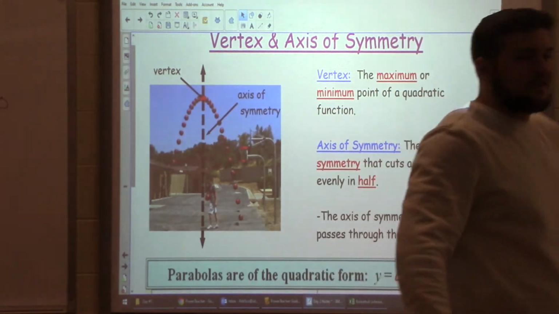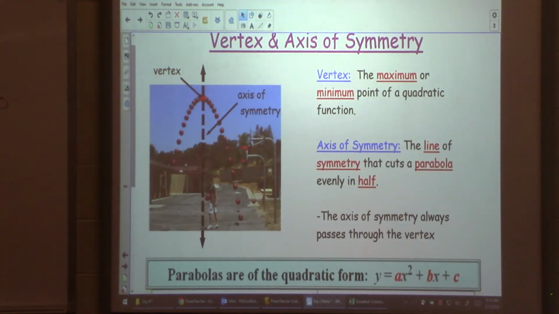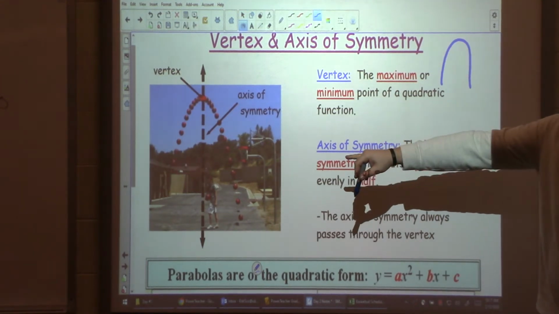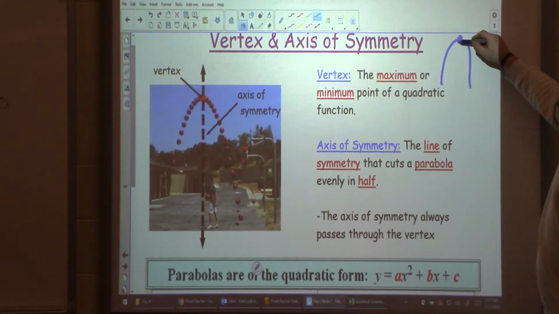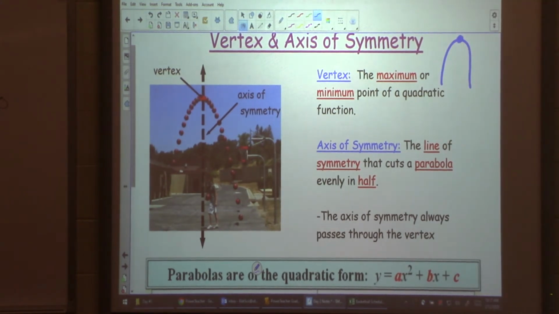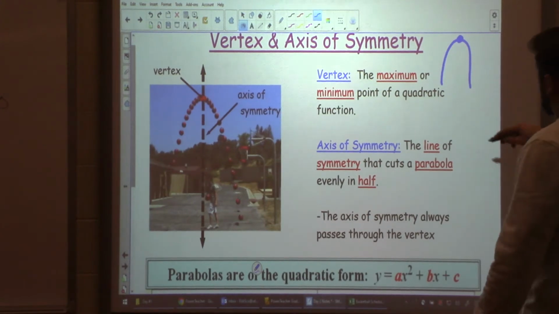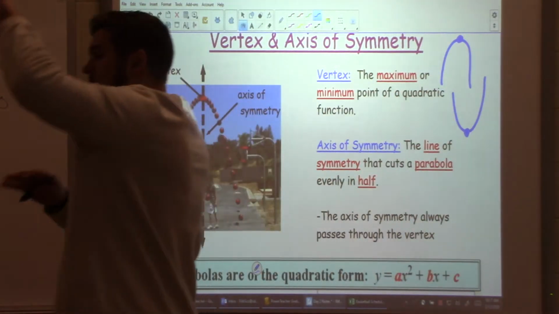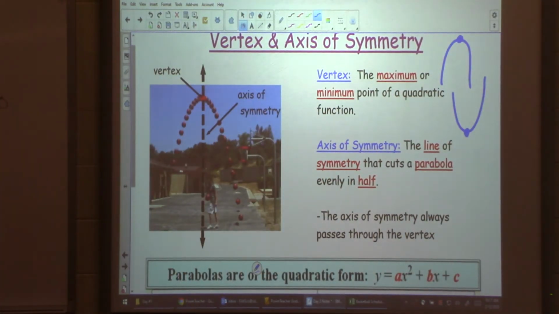The vertex is either the highest point on your parabola or the lowest point on your parabola, depending on what it looks like. If I have a parabola that goes like this, like the one in the picture, my vertex is my maximum point. It is the highest point on the parabola or the quadratic function. If I have a quadratic function that goes like this, my vertex is the lowest or the minimum point of my parabola. So your vertex can be one or the other, maximum or minimum, depending on what your graph looks like.